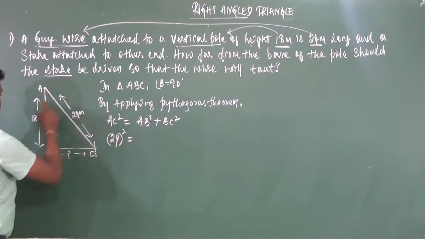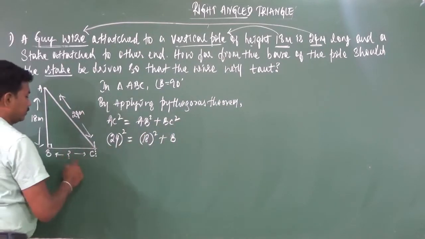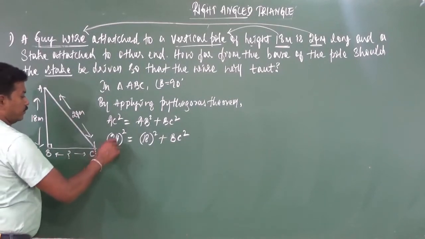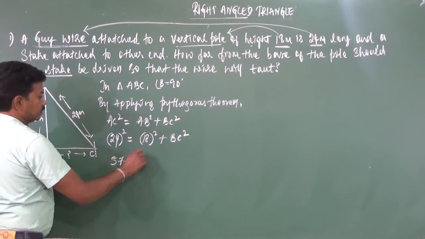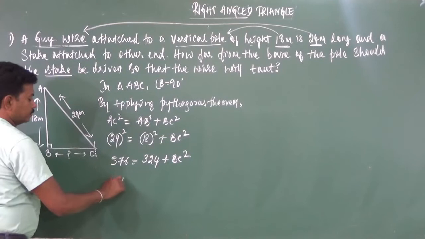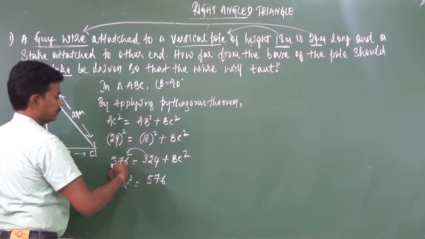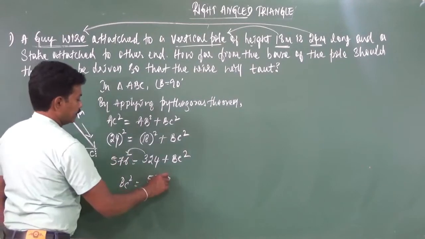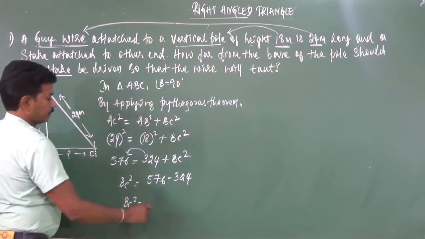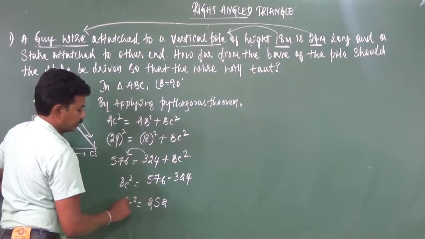24 square is equal to AB square, which is 18 square, plus BC square, which remains unknown, so we maintain BC square in the same manner. So 24 square is 576, which is equal to 18 square, 324, plus BC square. So BC square is equal to 576 minus 324, because when 324 is transposed from the RHS to the LHS, it becomes minus 324. So BC square is equal to 252.